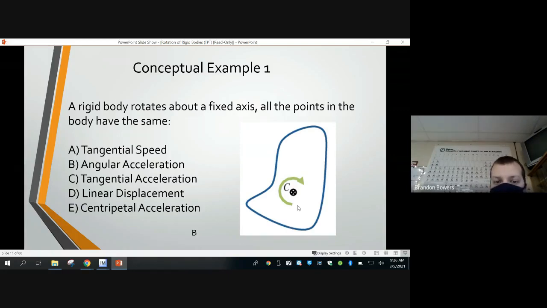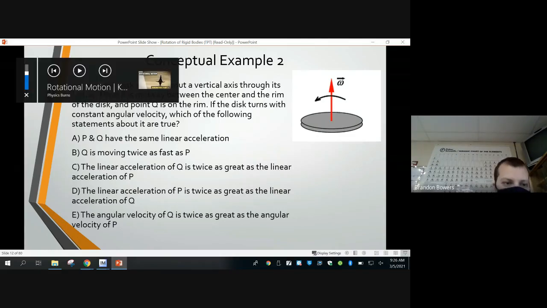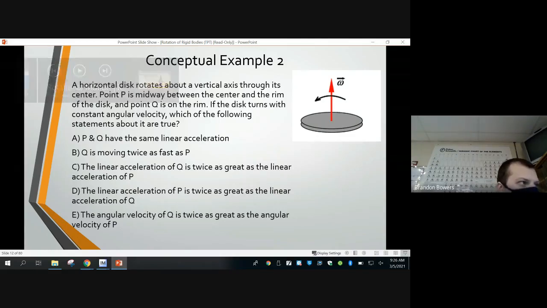All right. What's the answer? Conceptual problem 2.